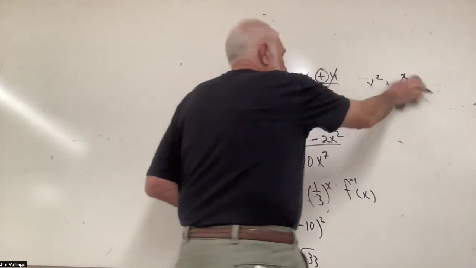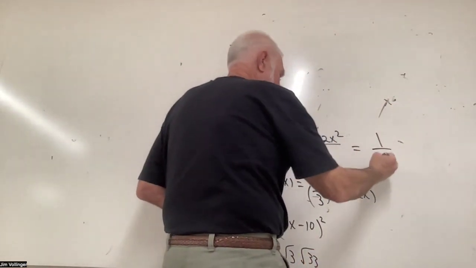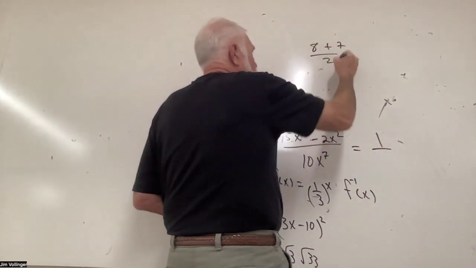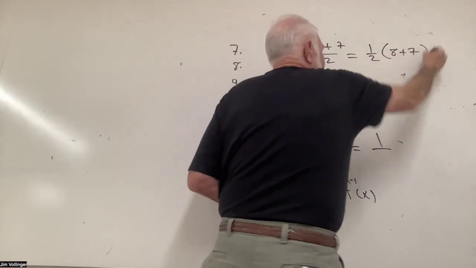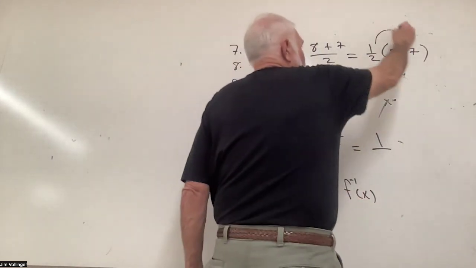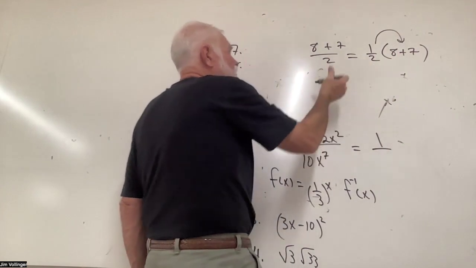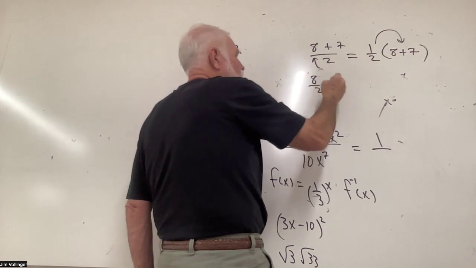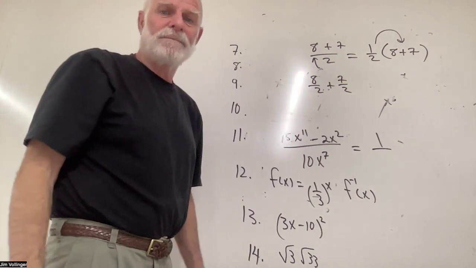All right, so I want to make sure that you know that this could have been written as 1 over, let's do it this way. 8 plus 7 divided by 2 is the same thing as 1/2 times 8 plus 7. They mean the same thing. So we always talk about distribution with multiplication. Well, division is a form of multiplication, so why don't we do the distributive property of division? That could have been written 8 over 2 plus 7 over 2. Right? That's how that fraction could be rewritten.